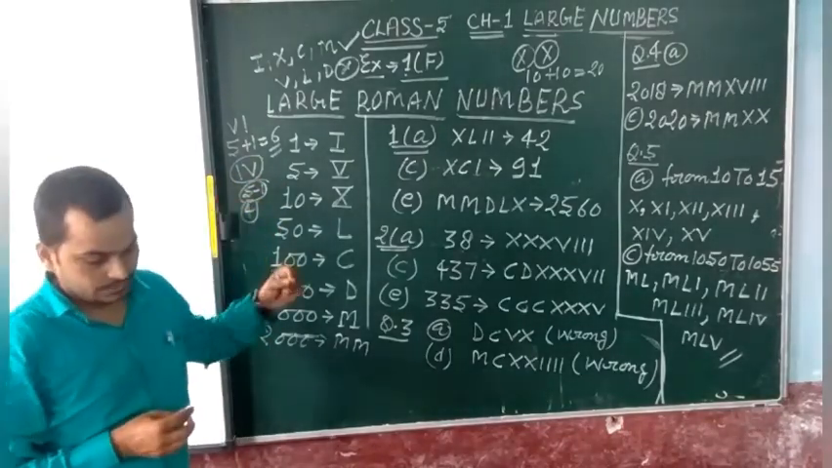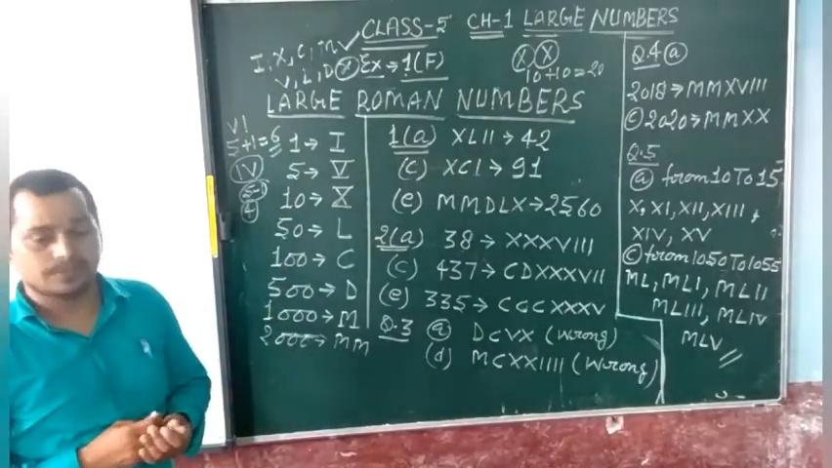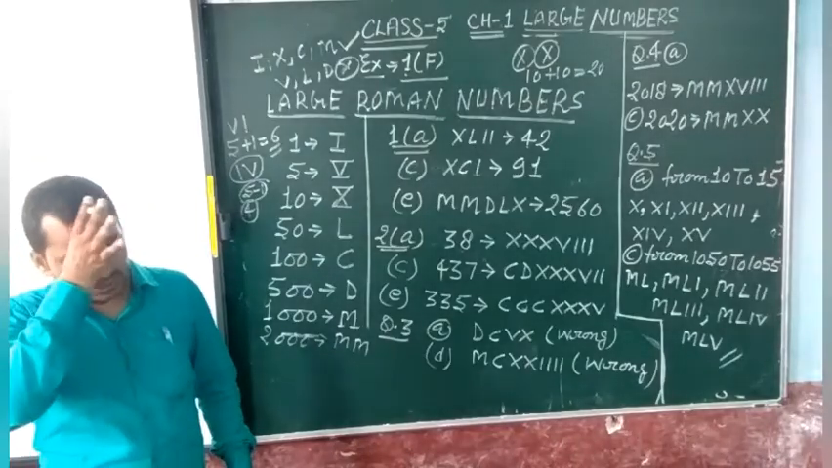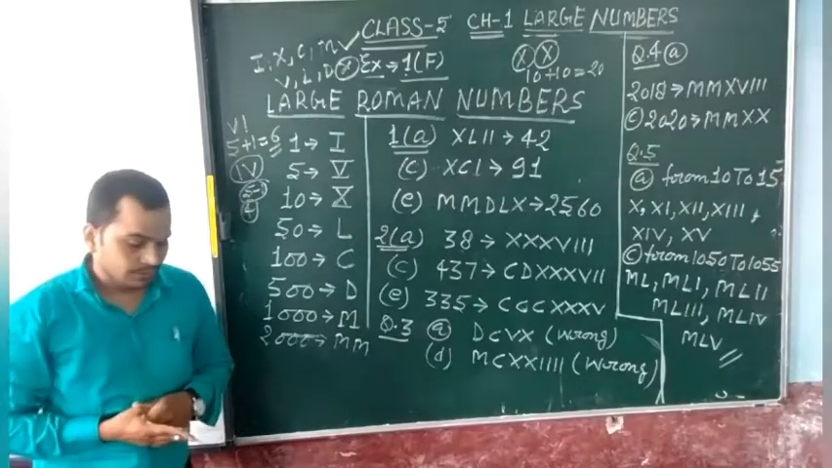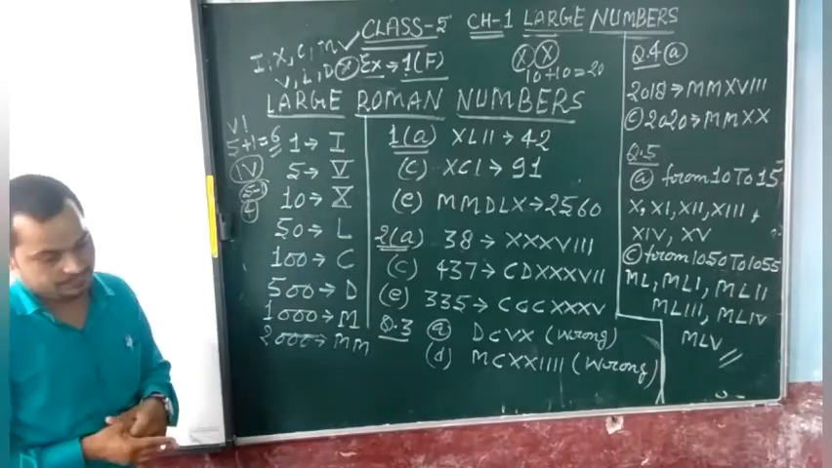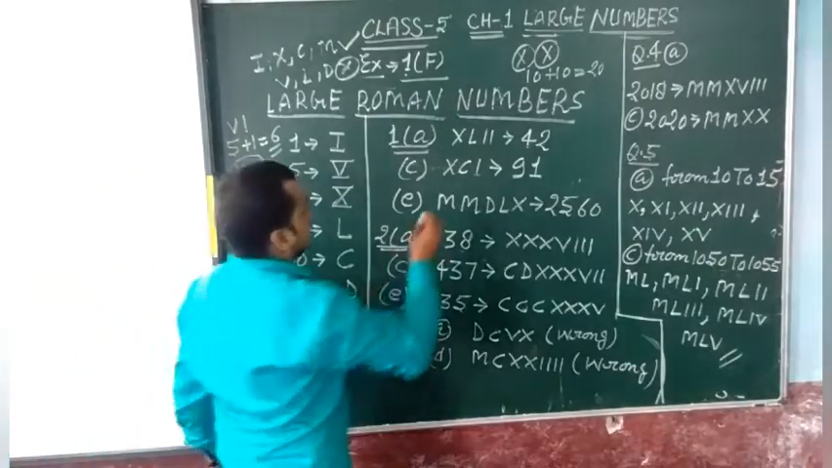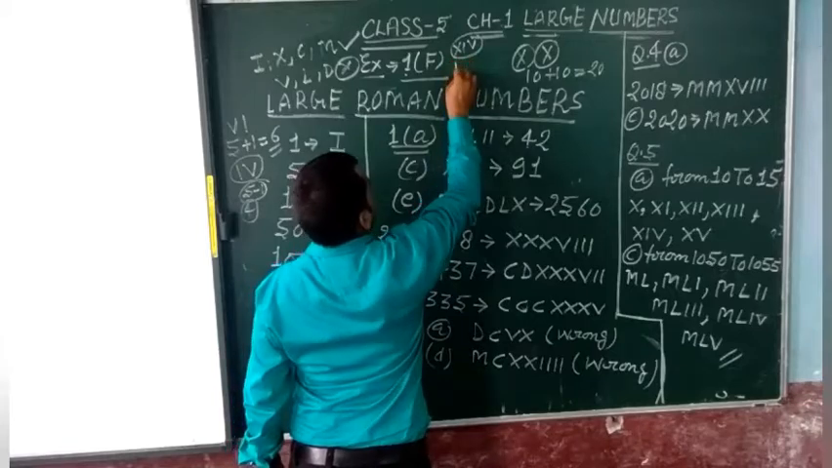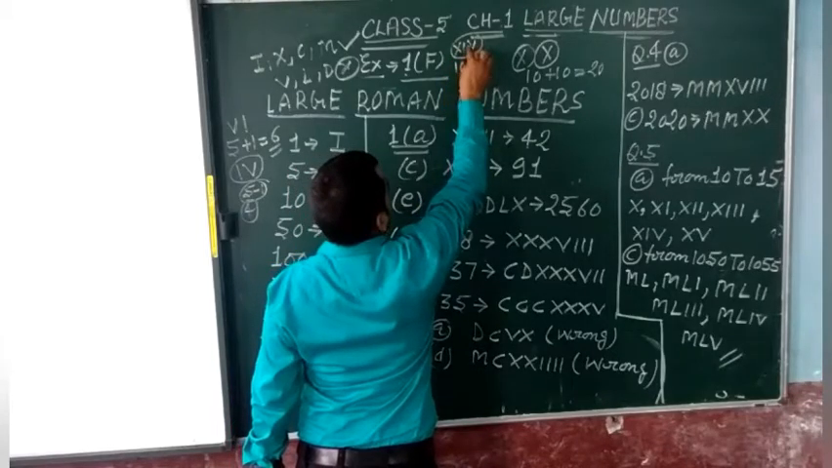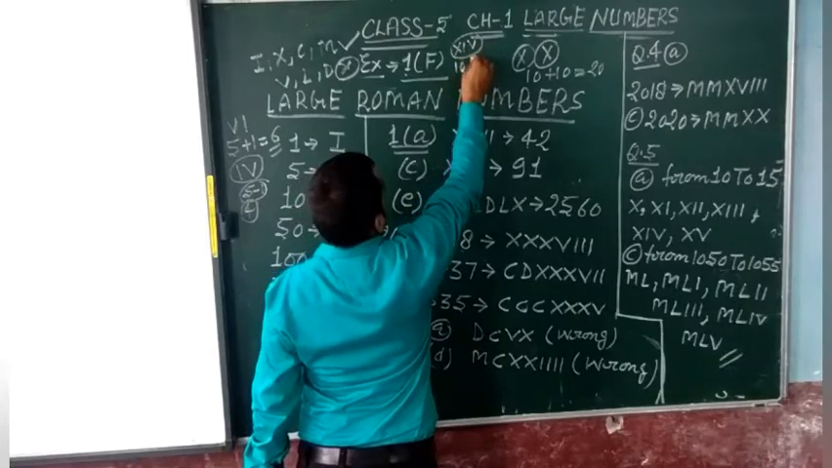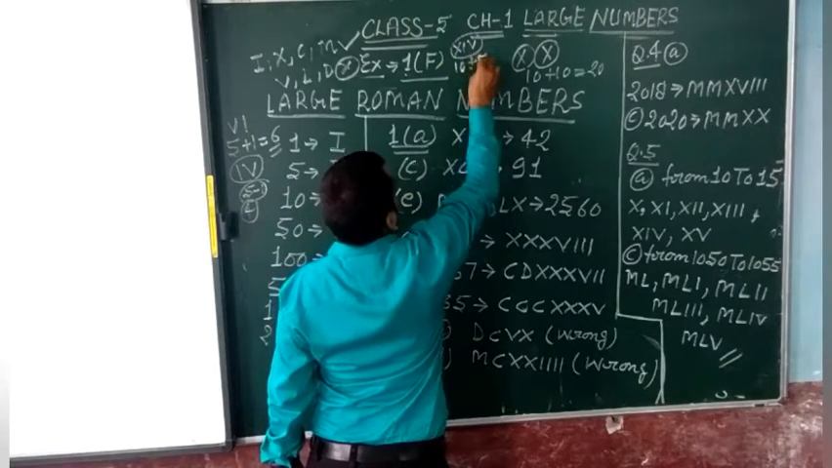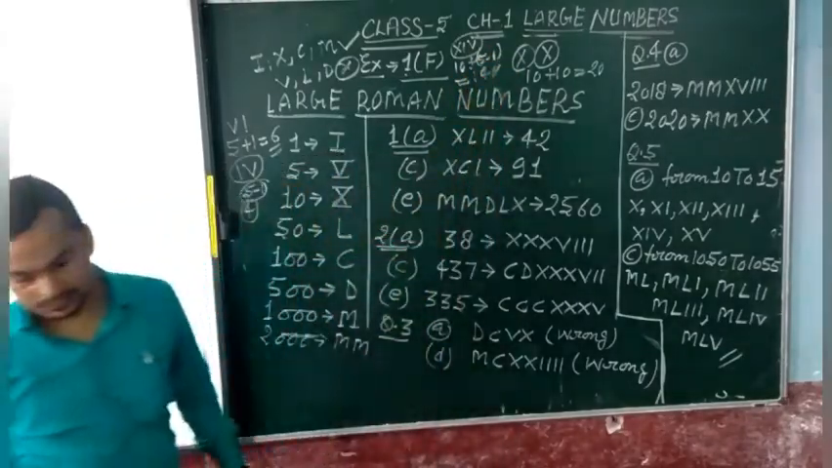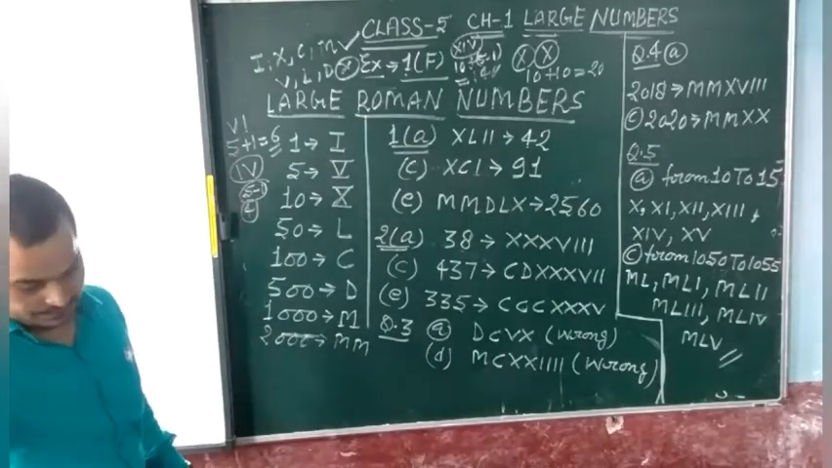Understand? Next, if a smaller number is placed between two greater numerals, then it is always subtracted from the numeral immediately following it. That means, if we are talking about XIV, there is a 10, and there is a 5, then 1. So 10 plus 5 minus 1. So we have 14.